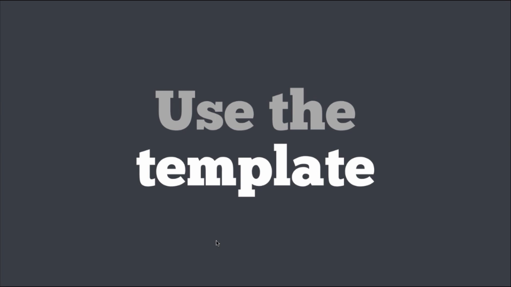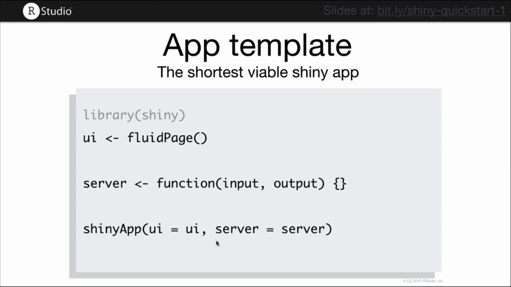Now that you know the architecture of a Shiny app, it's time to start building Shiny apps. And when you do this, I recommend that you start every Shiny app, whether it's your first or your 100th, with the same template. Use this template until you have a reason not to. This is what the template looks like.